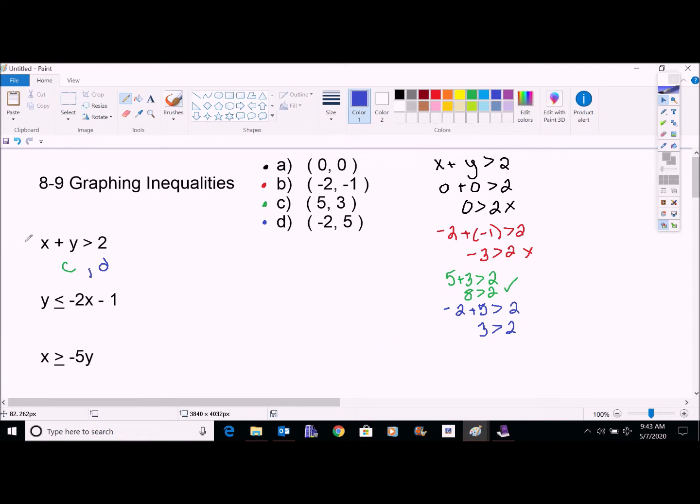So I've checked this equation. Now I want to check this other one. Let's check out y is less than or equal to negative 2x minus 1. Our x value comes first, then our y value. Okay, so 0 less than or equal to -2 times 0 minus 1. Okay, 0 is less than or equal to -2 times 0, which is 0, minus 1 is -1, so that one's a no.